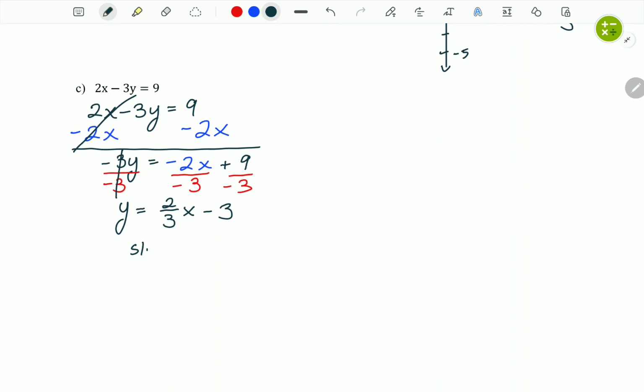The slope of this line is 2/3. The y-intercept of this line is the coordinate of 0, negative 3. Or rather, it's negative 3 at 0, negative 3. Interpreting the slope, the numerator is positive, so that means up 2. Our denominator is also positive, which means 3 to the right.